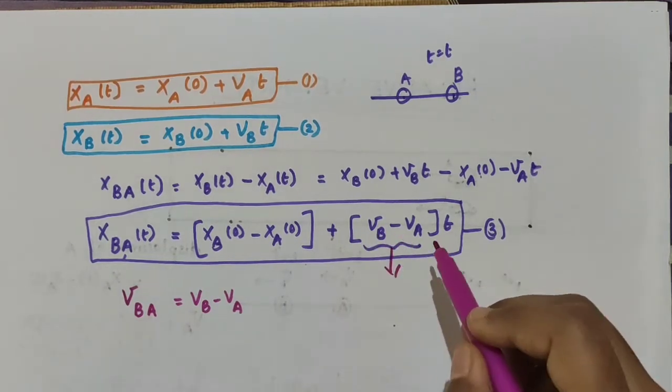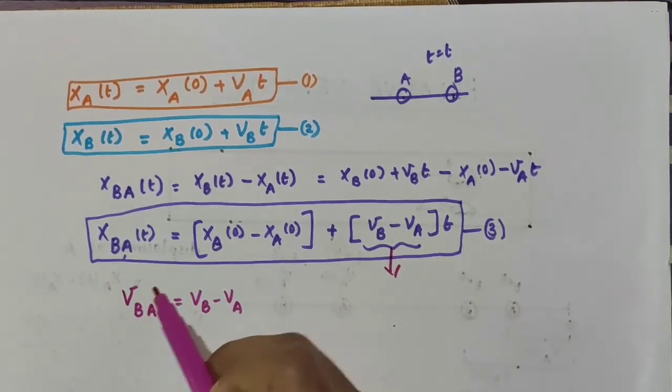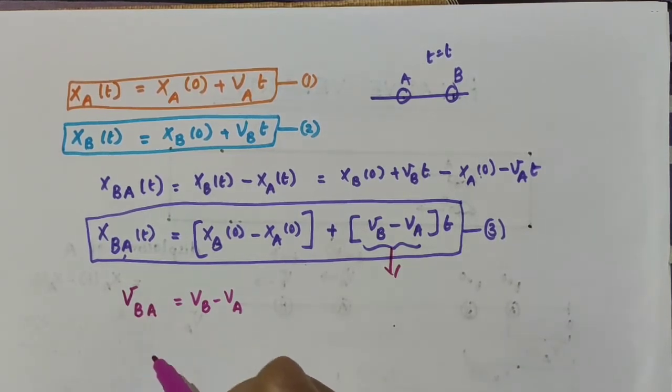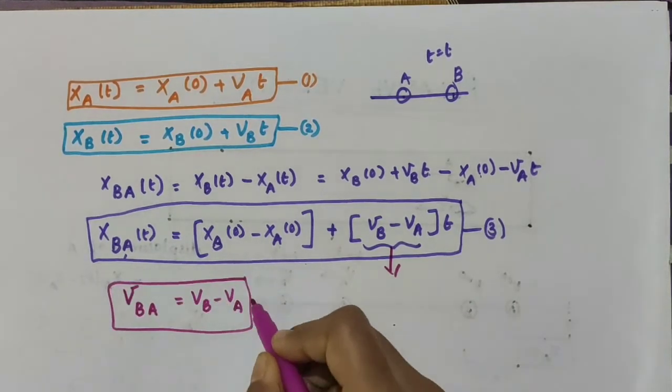So VB minus VA is the velocity of B with respect to A. So in relative velocity, we are relating its velocity with respect to another velocity. We are relating the velocity of B with respect to the velocity of A. So the relative velocity VBA equals VB minus VA. It is the velocity of B with respect to A, and I am taking it as equation number 4.